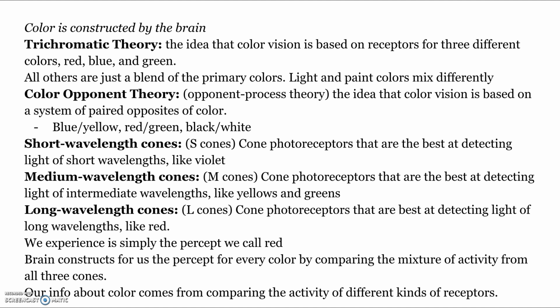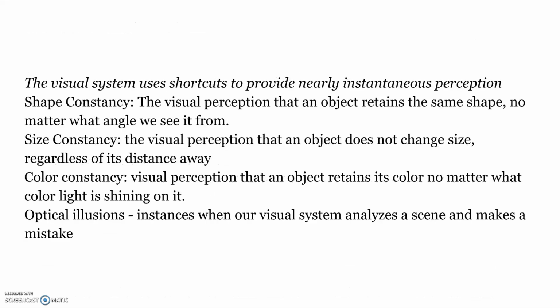We experience this simply as the percept we call red. The brain constructs for us the percept of every color by comparing the mixture of activities from all 3 cones. Our information about color comes from comparing the activity of different kinds of receptors.